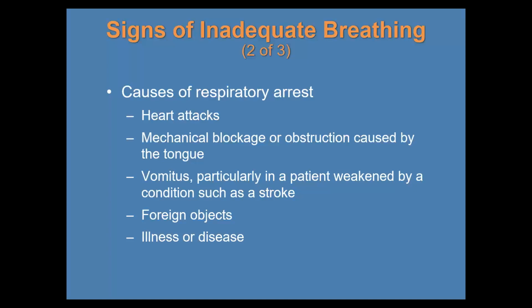The mechanical blockage or obstruction by the tongue, which we talked about earlier, so some type of choking situation. Vomitus, vomit in the airway, particularly in a patient weakened by a condition such as a stroke. So their nerves are affected. They're not able to effectively breathe on their own. And so it could be, again, some other type of foreign body in their airway, and their body's not allowing them to clear that foreign body out of the way.